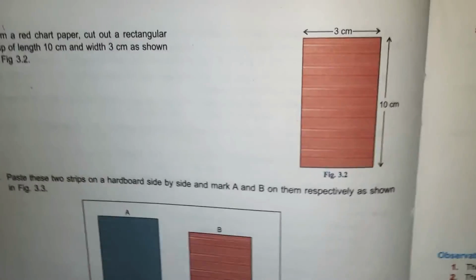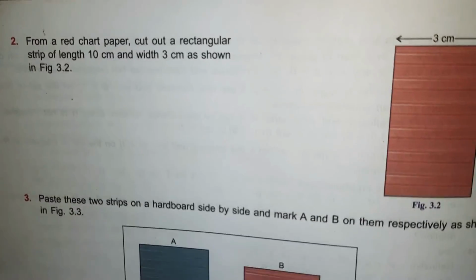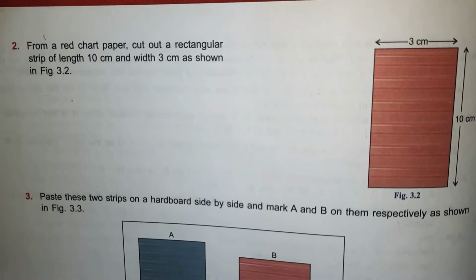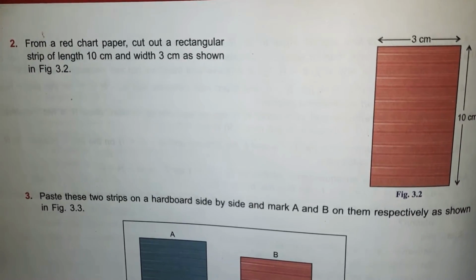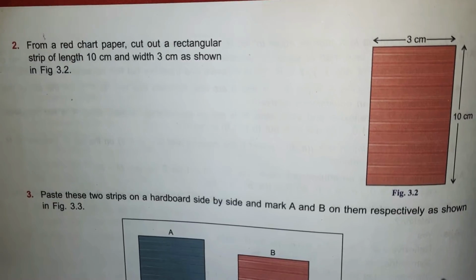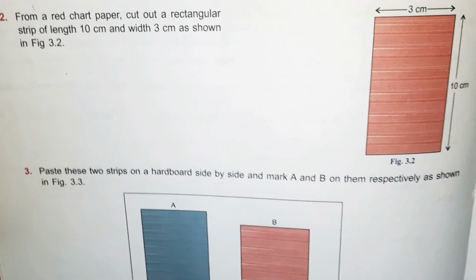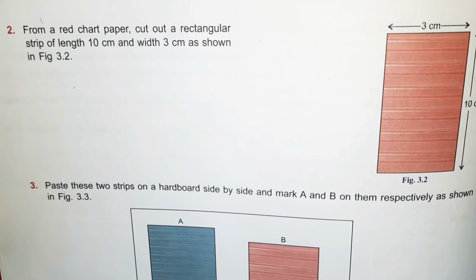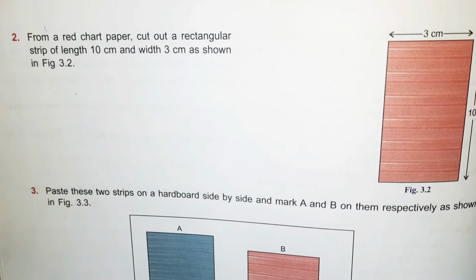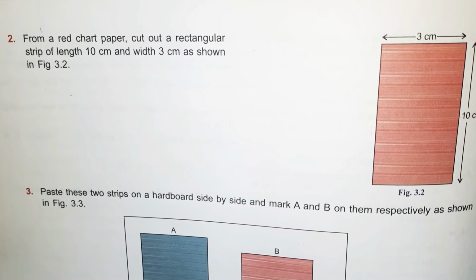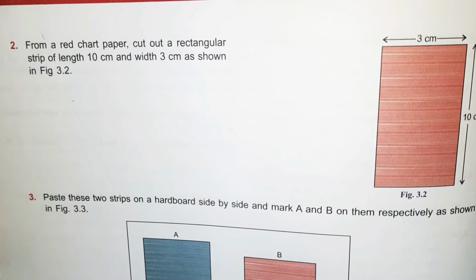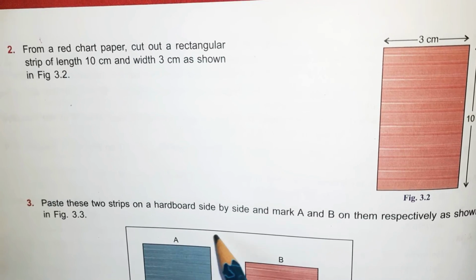After that, what you need to do? You will take a red chart paper and cut out a rectangular strip of length 10 cm and width 3 cm. So, we are just taking it. It's not very important why we are taking this kind of dimensions. Dimensions can be anything. You can take equal dimensions also. That is not an issue, and it is not at all important why we are taking 10 or 3 only. Okay. After that, paste these two strips on a hardboard.